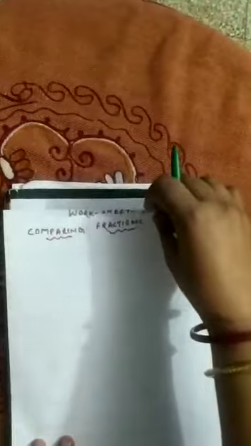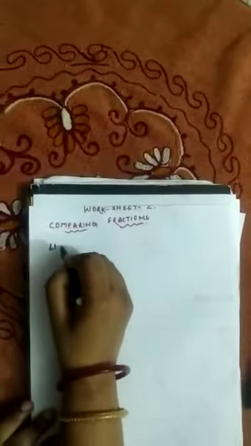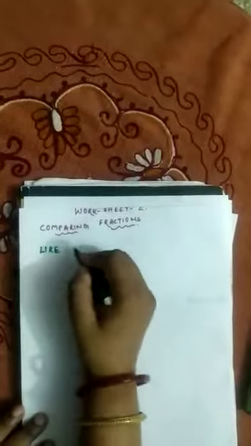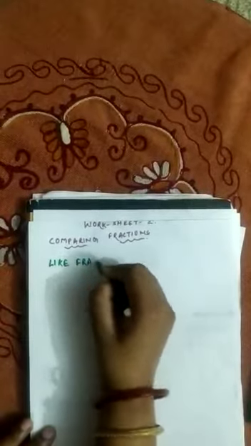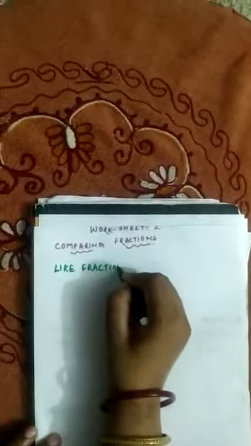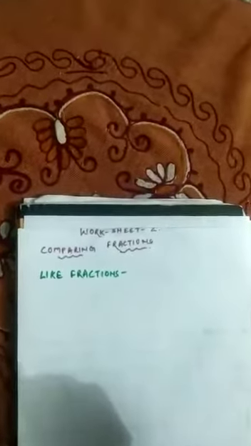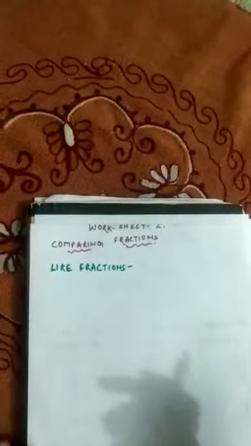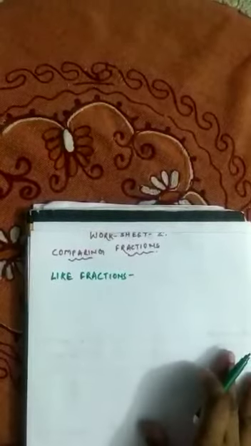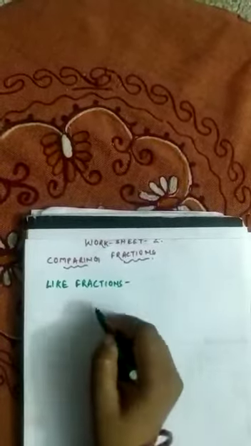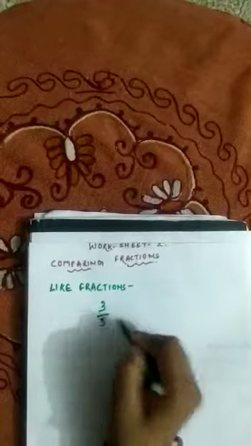Worksheet number 2. Today's worksheet number 2 and the topic is comparing fractions. As we know, in fractions there are two types of fraction, children: like fractions and unlike fractions. I have discussed what the like fractions and the unlike fractions are. Like fractions means fractions whose denominators are same, for example 3 by 5 and 4 by 5.